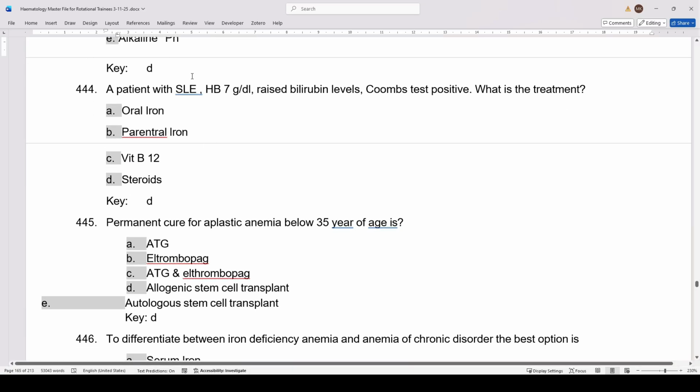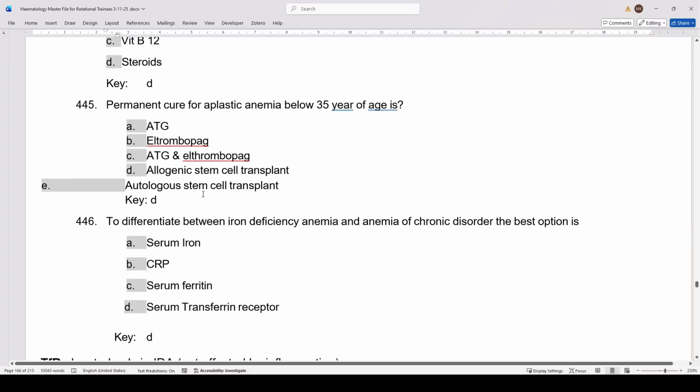A patient with SLE, hemoglobin 7 gram per deciliter, raised bilirubin levels, Coombs test positive. What is the treatment in this case? Okay, so the patient has an autoimmune disease, and she has autoimmune hemolytic anemia, so what is the treatment? We have to give her immunosuppressive therapy. So we will give her steroids. Option D is correct here.